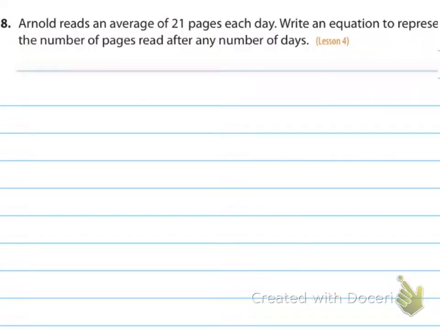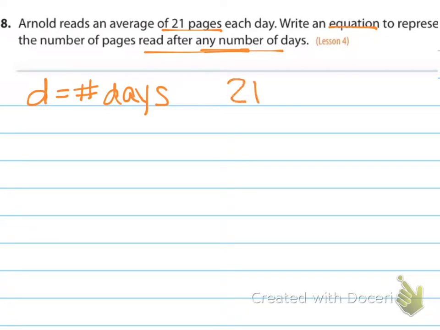All right, for number 8, Arnold reads an average of 21 pages each day. Write an equation to represent the number of pages he read after any number of days. So first things first, I'm going to decide that D can represent the number of days. Now I know that if I do 21 times the number of days, that's going to equal the number of pages that I've read. Which I guess maybe we'll let this represent P, number of pages read.